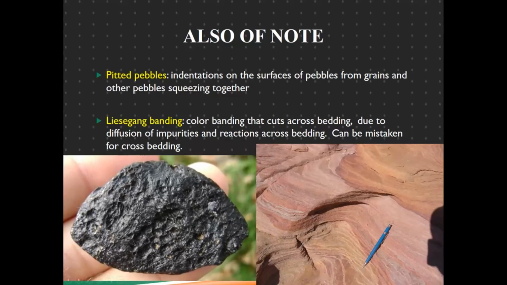Liesegang banding is color banding in sandstone that doesn't run parallel to the beds. So it's not a red sandstone sitting on top of a yellow sandstone, which can happen, but rather it's red bands and yellow bands and white bands running in whatever angle and direction they happen to, cutting across the actual layers. And this happens, it's kind of like tie-dyeing a t-shirt.